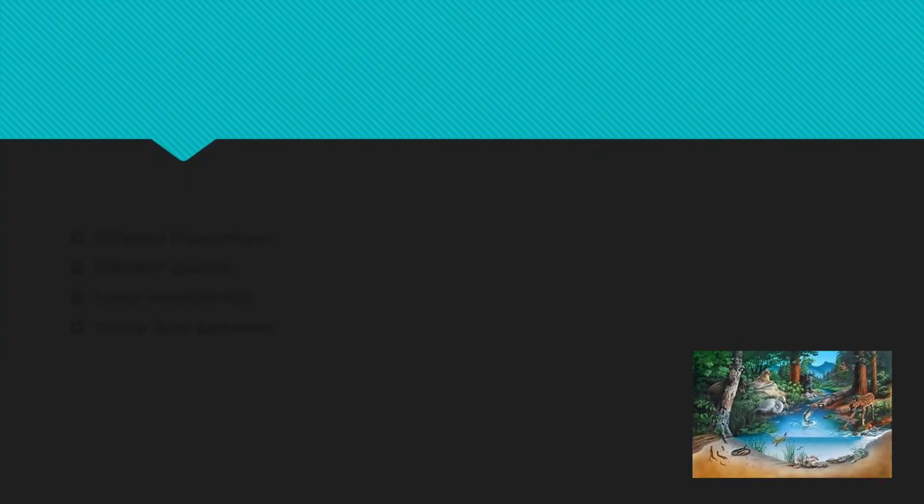So really, what is a community? A community is a group or association of populations. So populations put together, not all of the same species, not all of the same organism, but a grouping of populations of two or more different species. This must occupy a specific geographic area at a specific time.